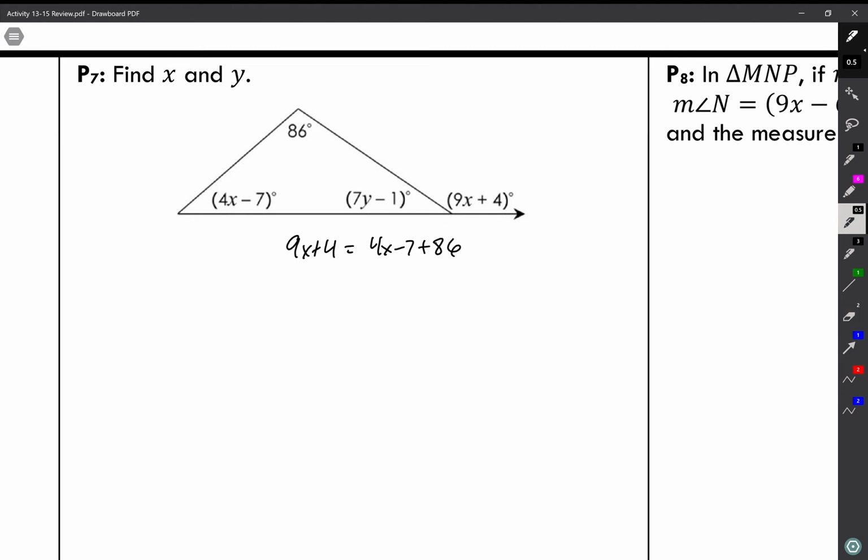We simplify this a little bit now. 9x plus 4 is equal to 4x plus 79, because 86 minus 7 is 79. Alright, subtract 4x from both sides to get 5x. Subtract 4, this will give me 75 on the right. So x is equal to 15.